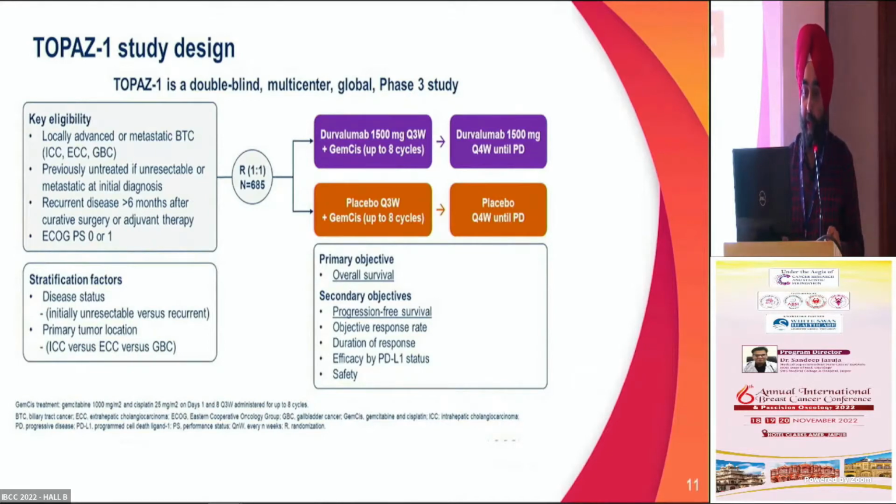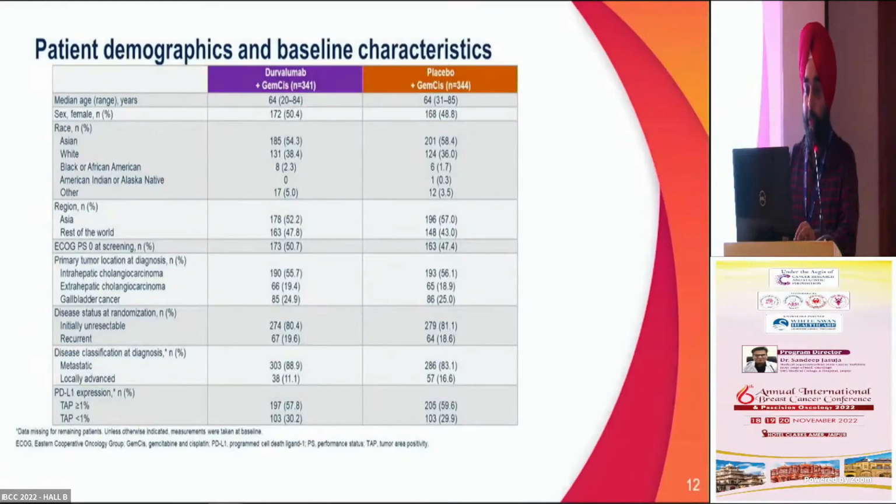This was a trial which showed that one of the drugs, that is durvalumab, can be used in combination with GEM-CIS in the first line, and it was a phase 3 study. The locally advanced or metastatic BTC patients were taken, and the patients were randomized into the GEM-CIS combination, or along with the GEM-CIS, durvalumab. So the primary objective of this trial was overall survival, with the secondary objectives being PFS, objective response rate and duration of the therapy. So demographic and baseline characteristics were well matched in both arms.